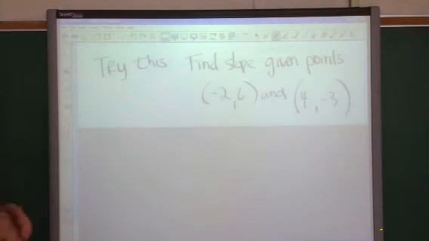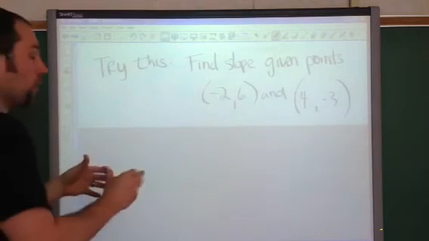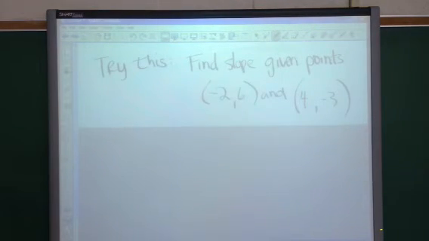Go ahead and try this. I hit the pause button. Come back. Try this with your slope. Be careful with your signs. So go ahead and give this a shot.